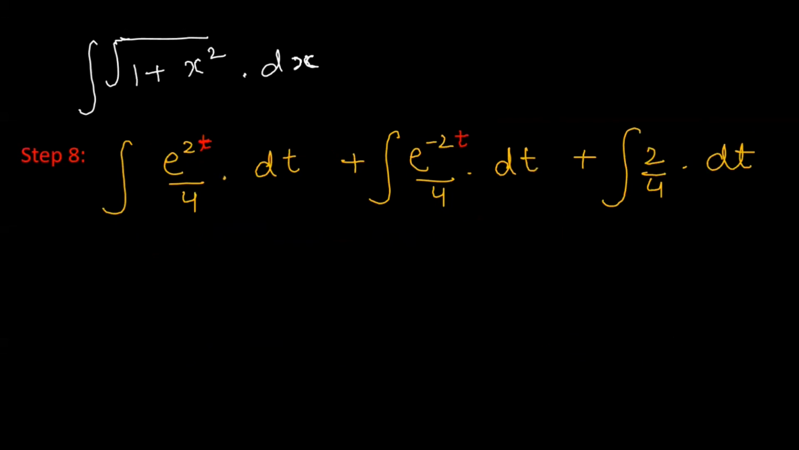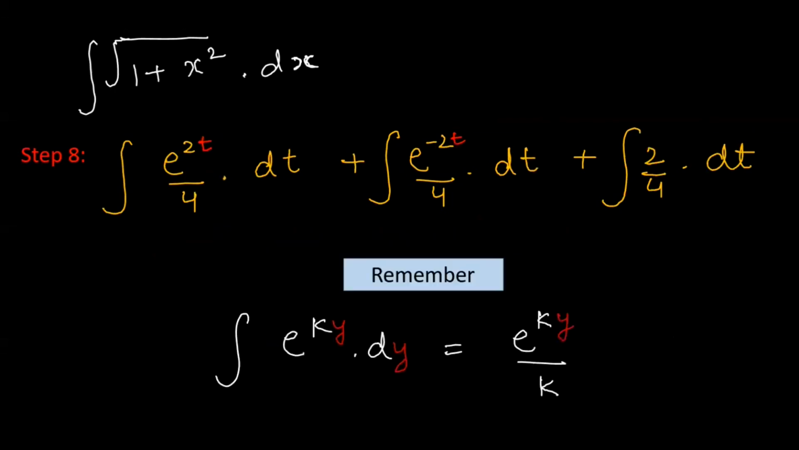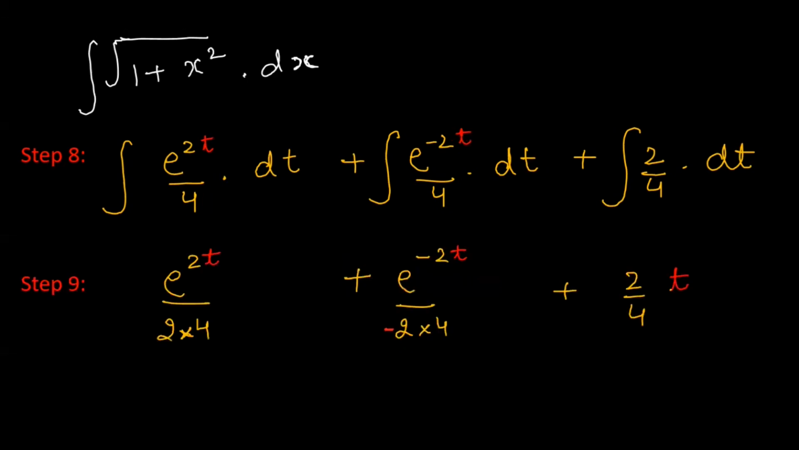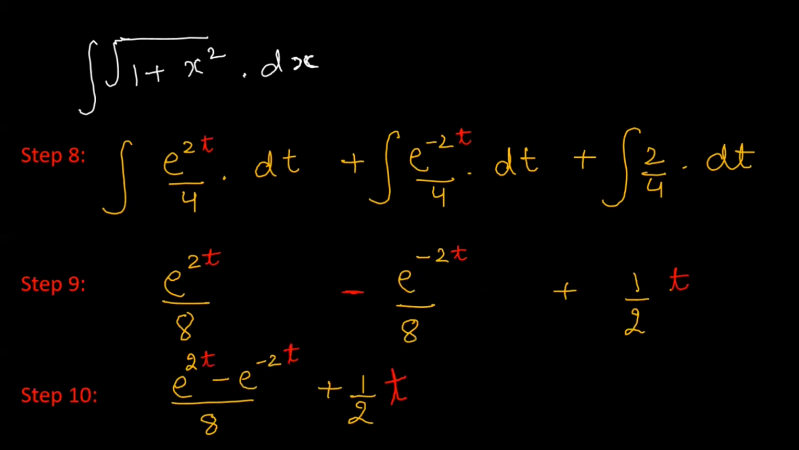Here we're going to integrate 3 parts. Remember, while integrating an exponential function, if it's e raised to the power ky with respect to dy, the constant part will come in the denominator. So this is how it's going to look. In simple terms, e raised to the power 2t by 4 will become, after integration, e raised to the power 2t divided by 8. And this is how it's going to look. In our 10th step, we found the final form as e raised to the power 2t minus e raised to the power minus 2t, divided by 8, plus half of t.